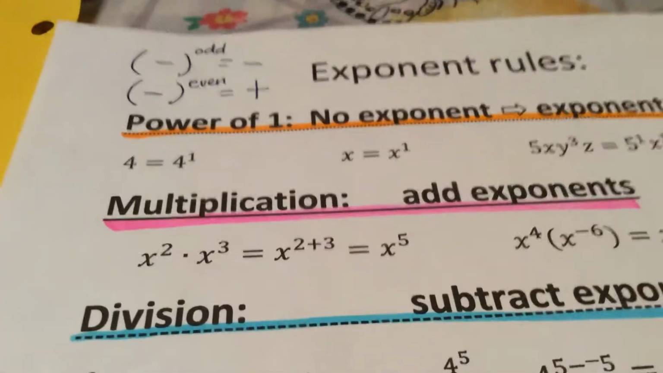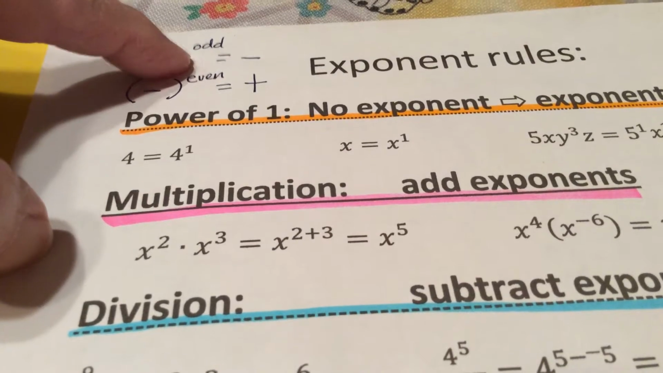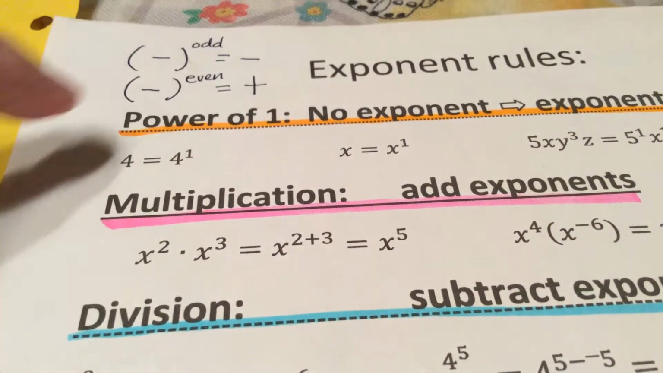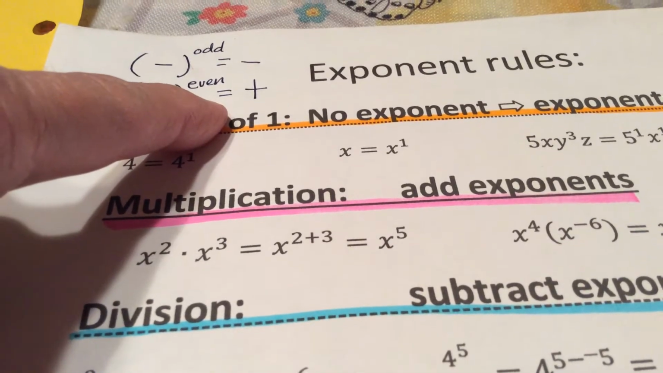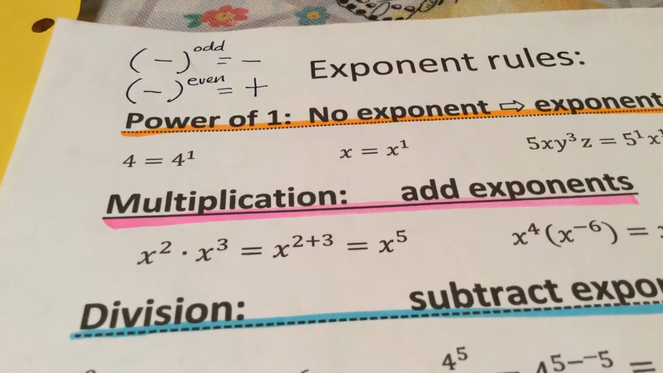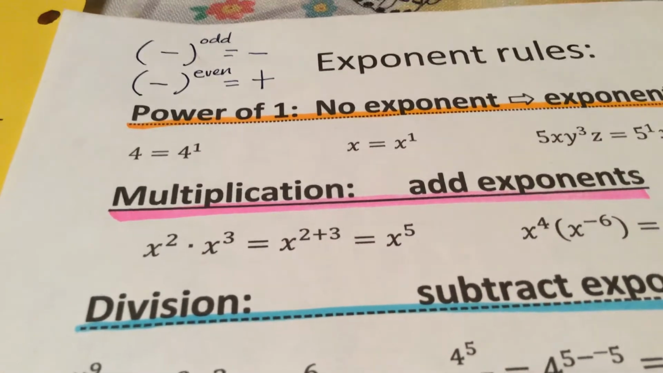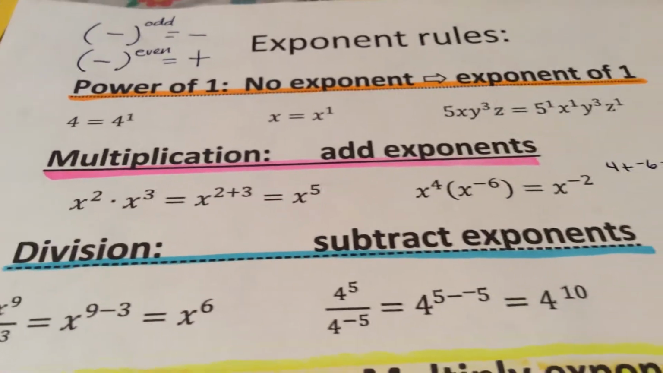Would you please add to the top up here that if you have a negative and you raise it to an odd power, you're going to get a negative answer. If you have a negative, you raise it to an even power, that's 2, 4, 6, 8, you're going to end up with a positive. Now, if you have a power of 1, that means most of the time we don't write the exponent.